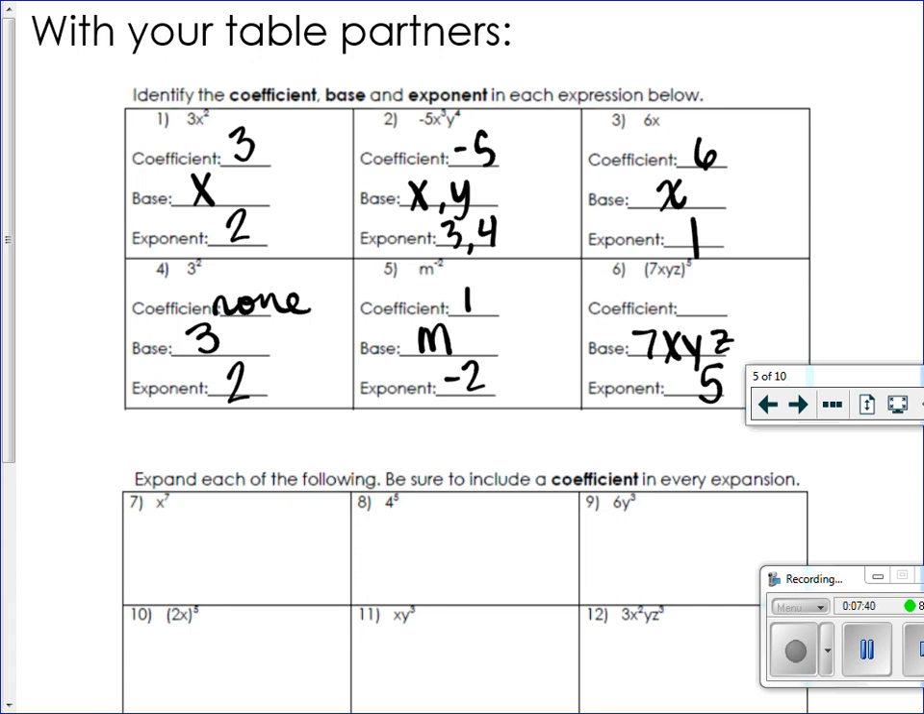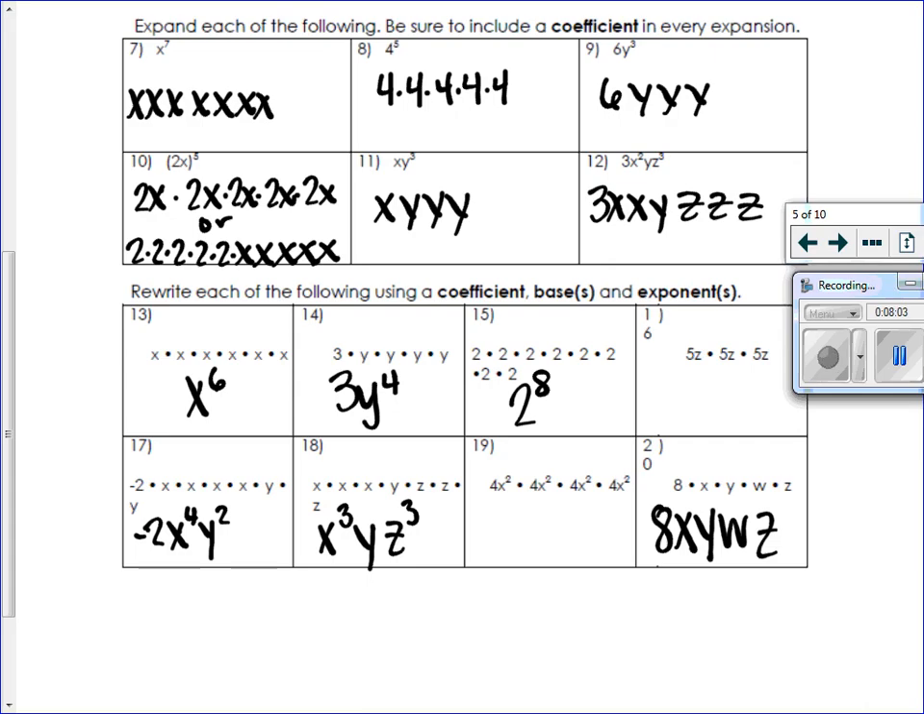And then for number 6, is there a coefficient? Is there a number in front of a variable? What number is in front of a variable? So 7 can be part of the base and the coefficient. How many are still working on the back ones? Okay, a few, so we'll wait a little bit. Are there any questions about the ones that are filled in so far?